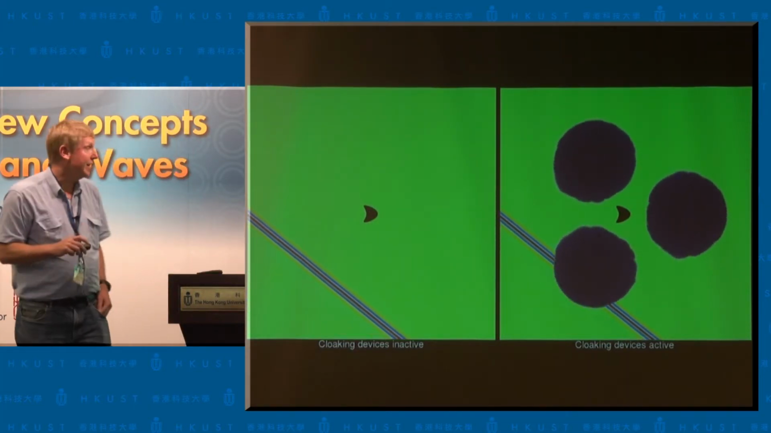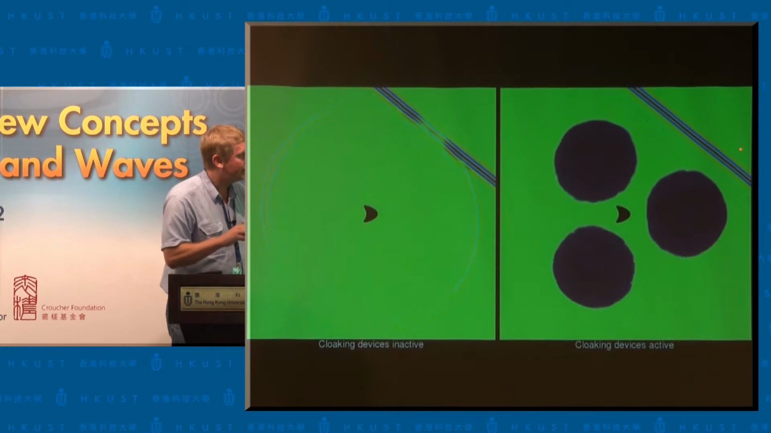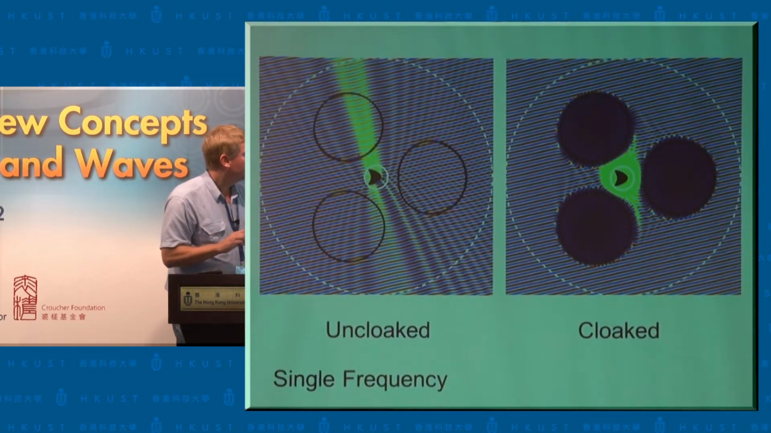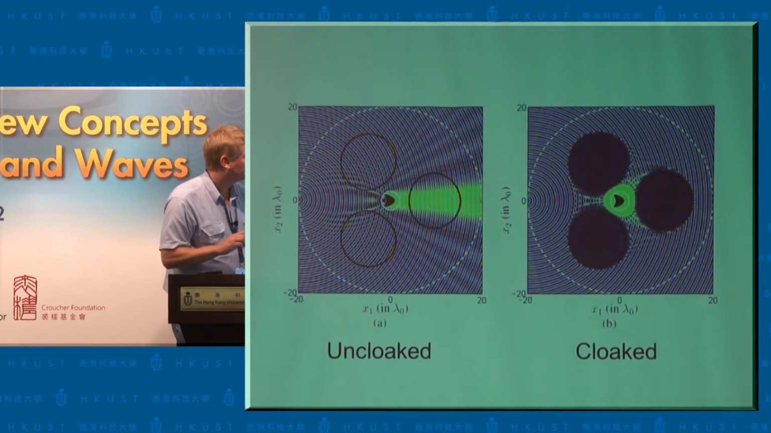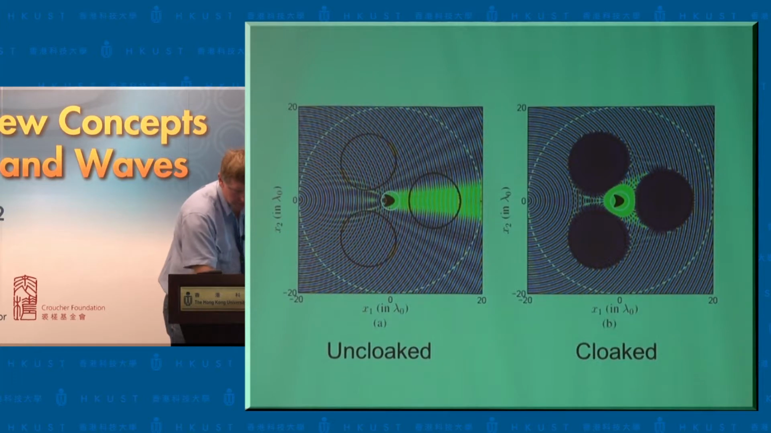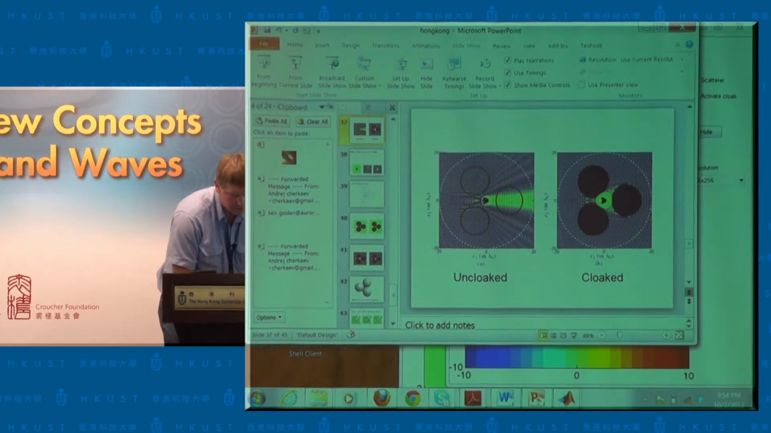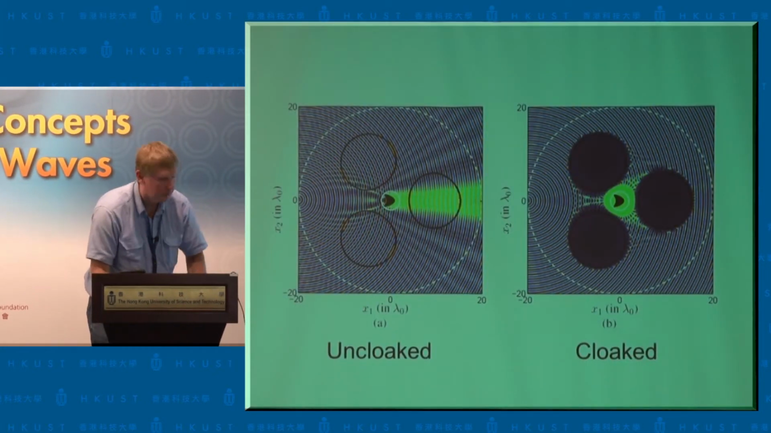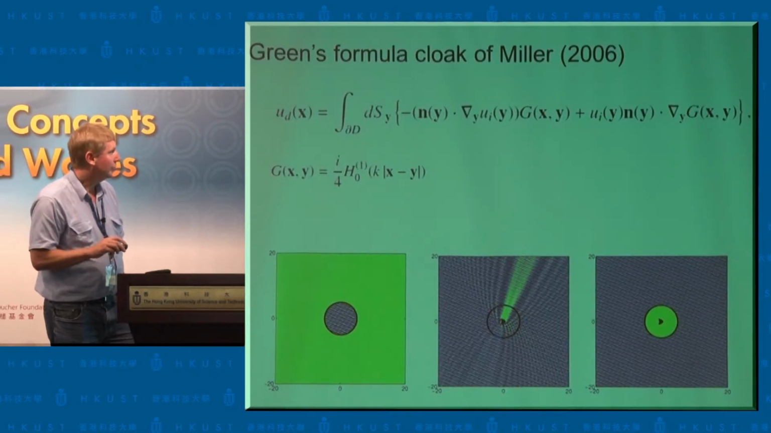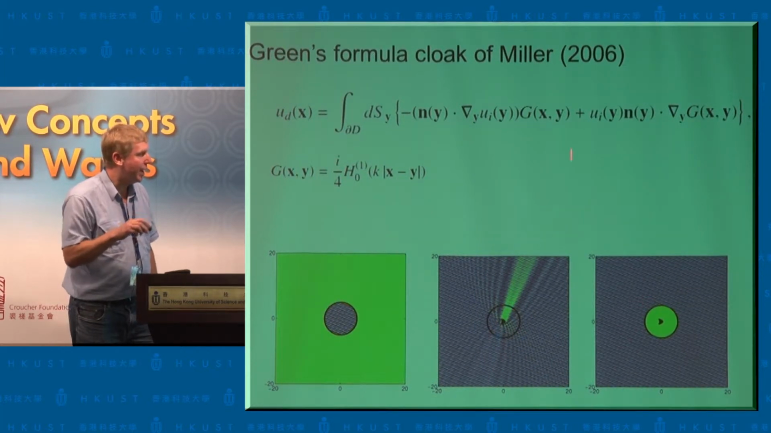What's interesting in these results is the existence of these throats here, and you know by Green's theorem that you can create a cloak, and this was the cloak of Miller. You can replace a cloak by putting sources around a boundary.